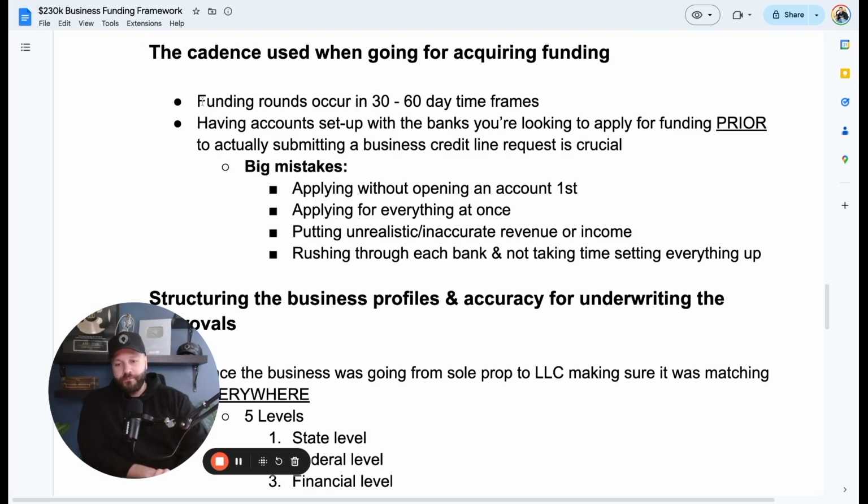So, first part of this, with the cadence, is funding rounds occur in 30 to 60-day timeframes. This means that, and I'm assuming you already have an account with the bank, or if you don't, you typically want to wait at least 30 to 60 days, even prior to this. So you want to give yourself a buffer of when you open the account with the bank. Let's say you deposit your first $5,000 with the liquidity side of it, so that way they see that there's consistent reserves, and then you want to wait, you want to chill out for a little bit, right?